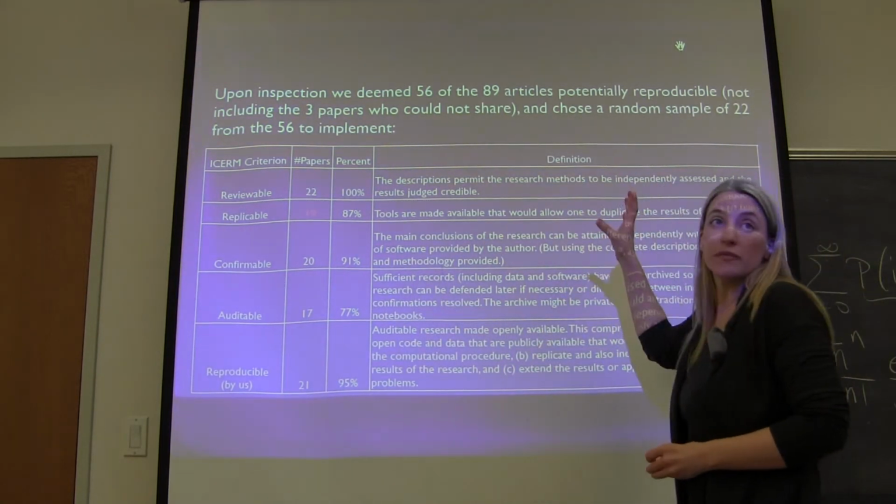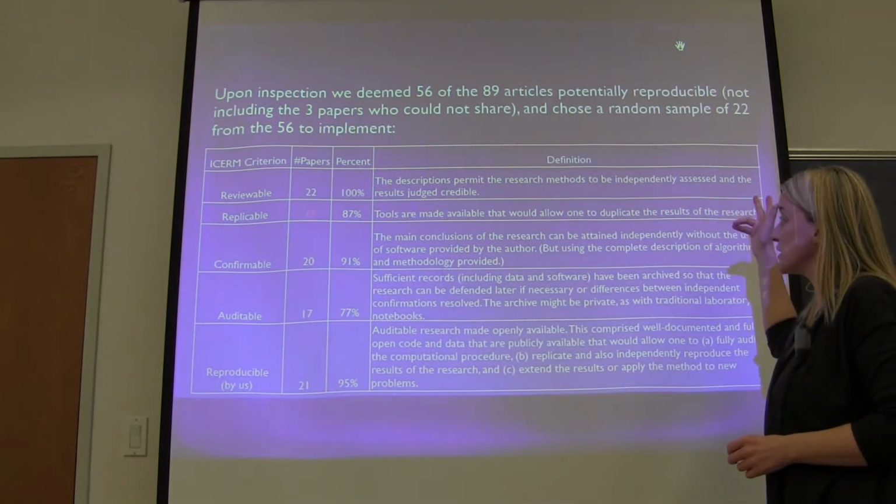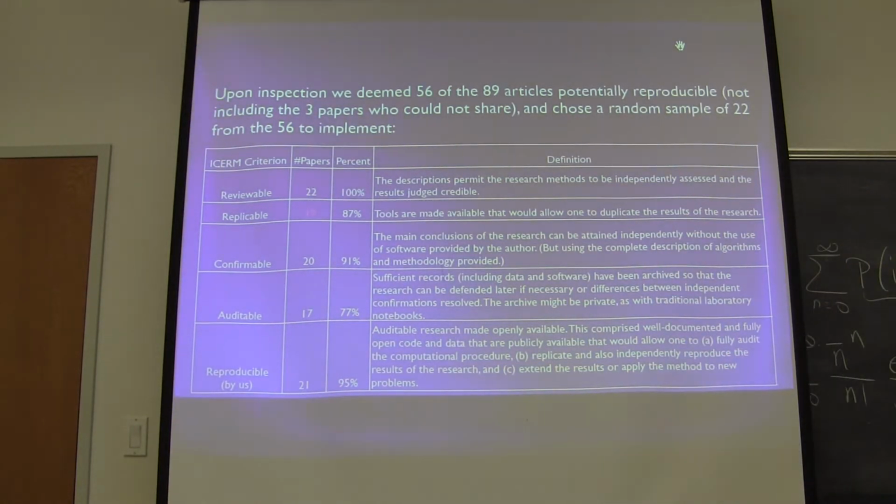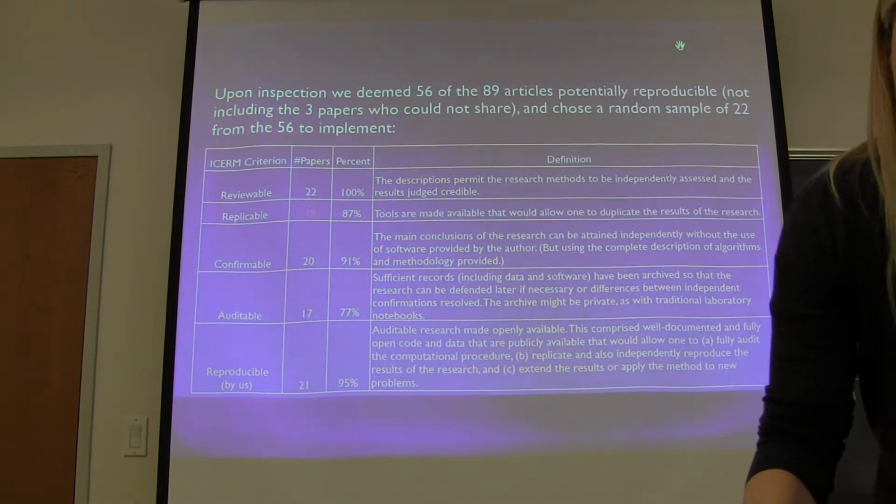So we got nearly all of them for the 22. Primarily what happened is the authors would send us code that had changed since publication, and we didn't know what the previous version was, and so that would break reproducibility.